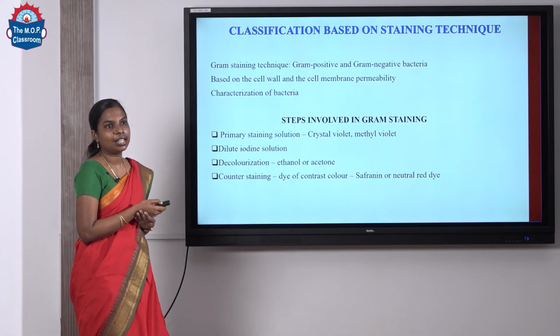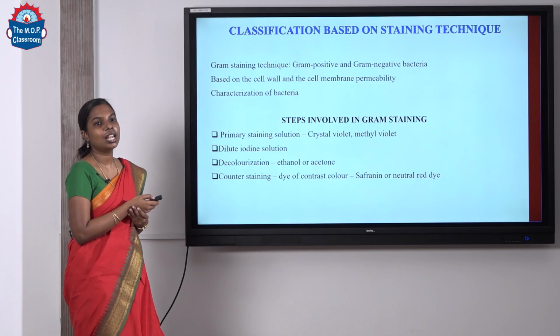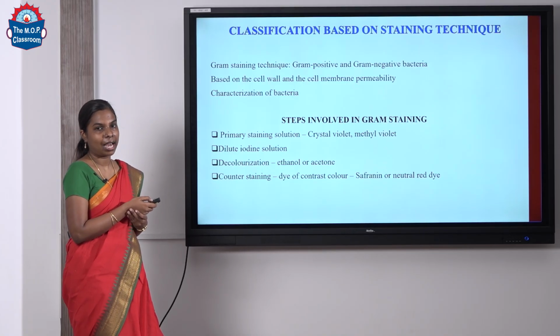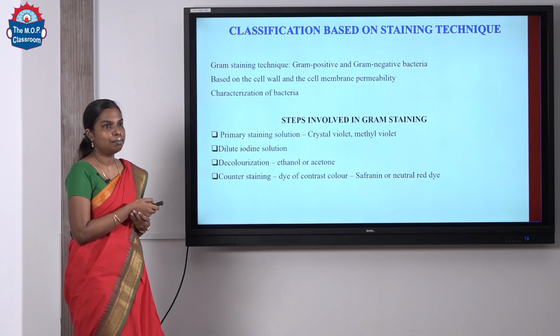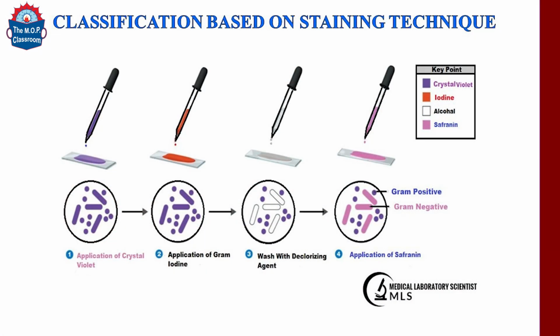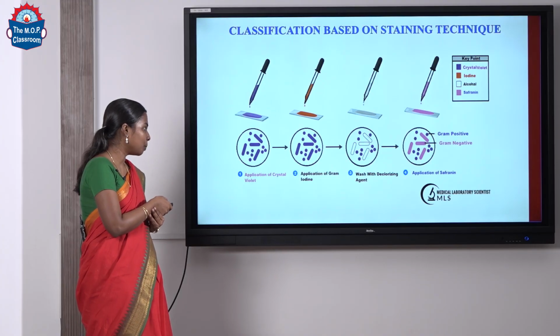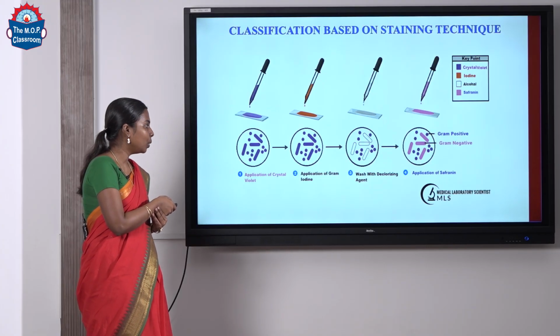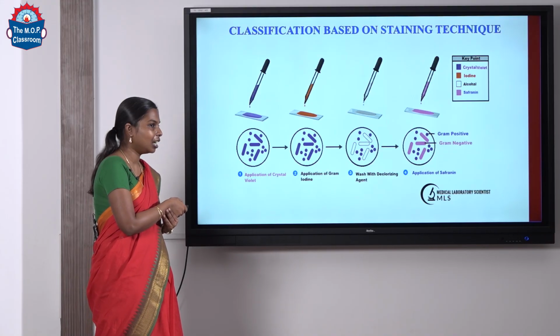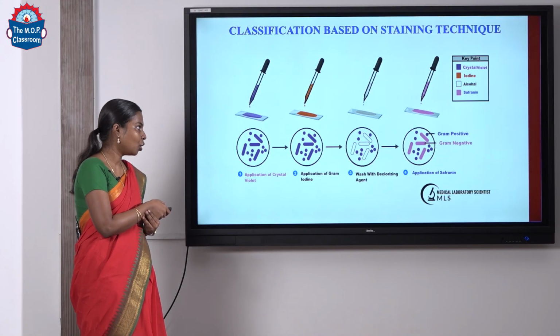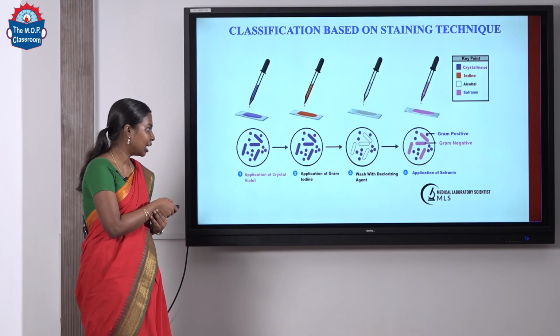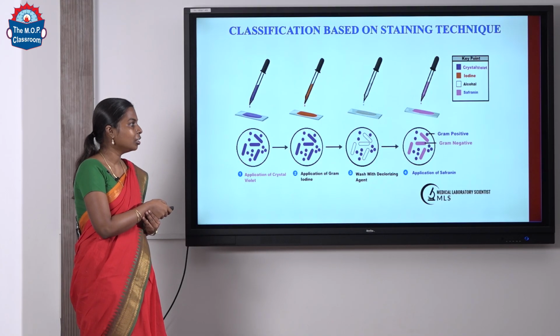Now, gram staining technique is said to be one of the most important steps involved in identification and characterization of bacteria. This technique involves 4 simple steps. So, this figure tells you the 4 steps involved in the staining technique. Once you get the bacterial smear, first thing we have to do is add a few drops of primary staining solution, that is crystal violet, followed by addition of a few drops of gram iodine solution. After that, you will add a few drops of decolorizing agent, which could either be acetone or ethanol, followed by addition of the secondary staining solution, that is safranin or neutral red dye.